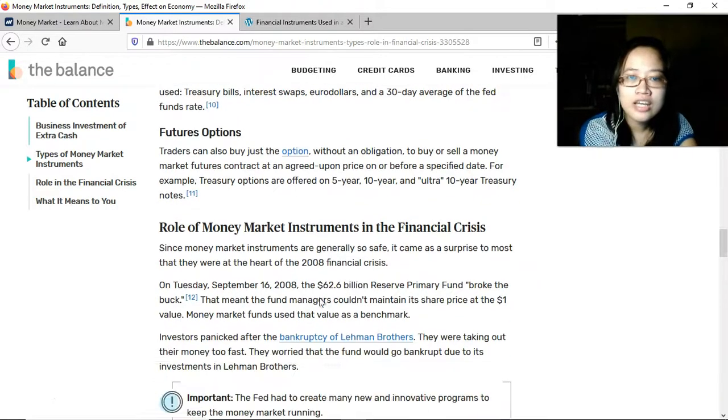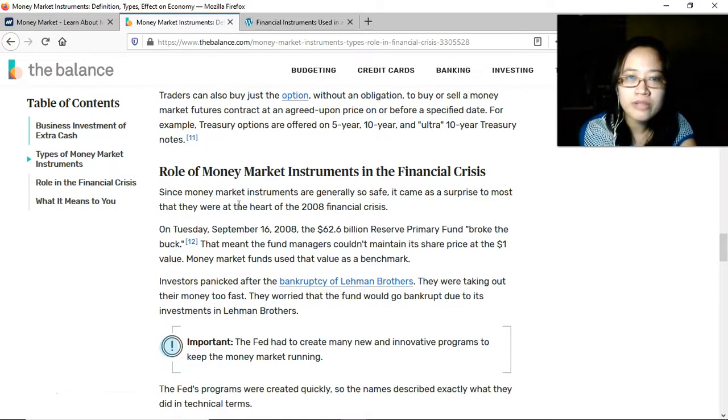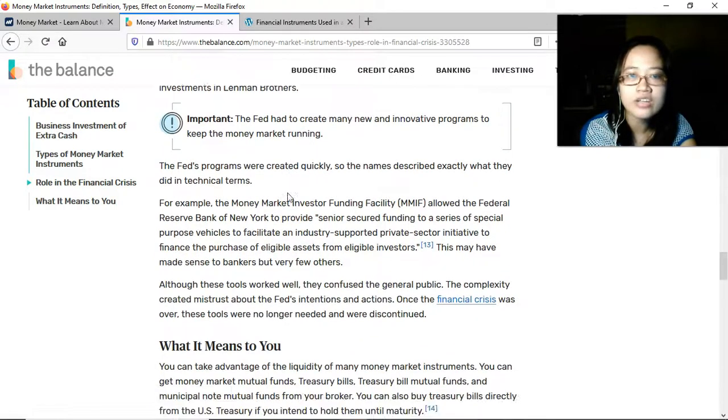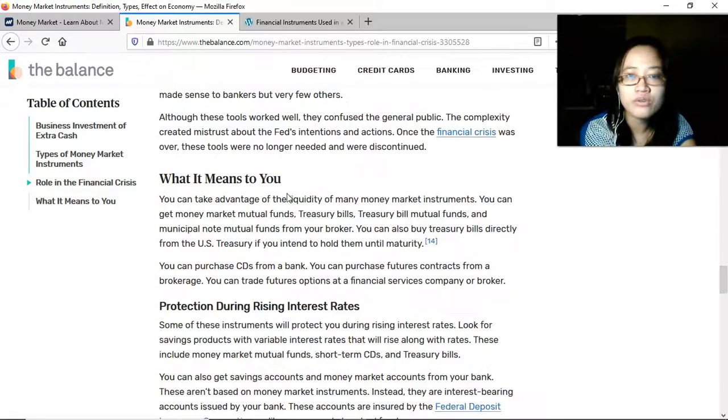Okay? Ayan, tapos meron siyang little bit here about the role of money market instruments in the financial crisis, especially sa 2008 financial crisis. So you can just read this on your own sweet time.